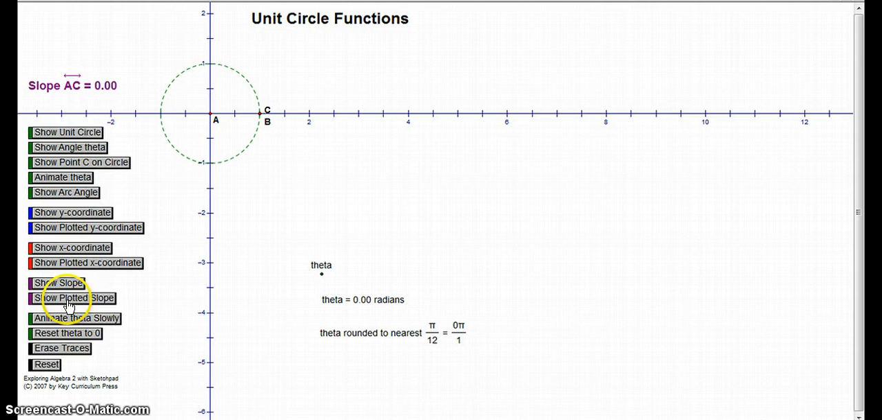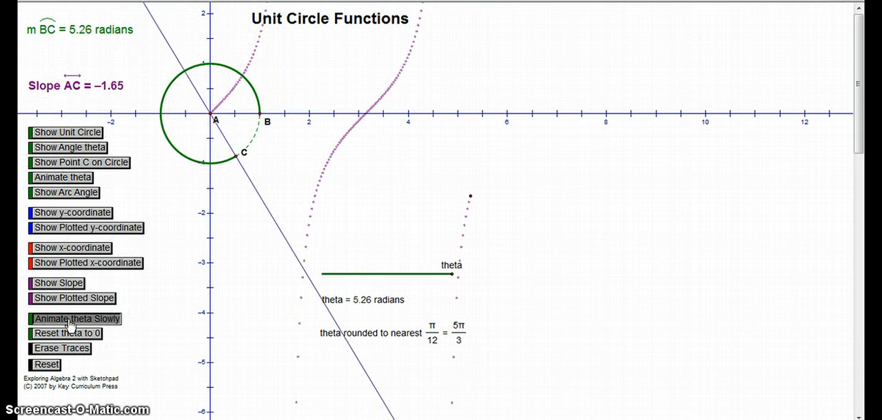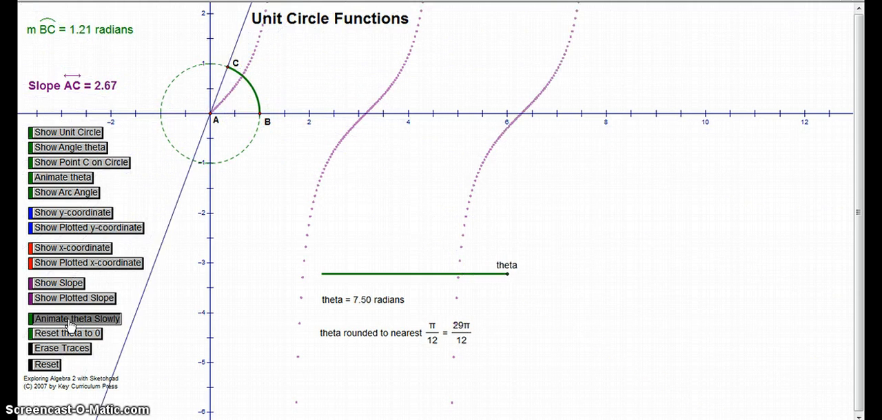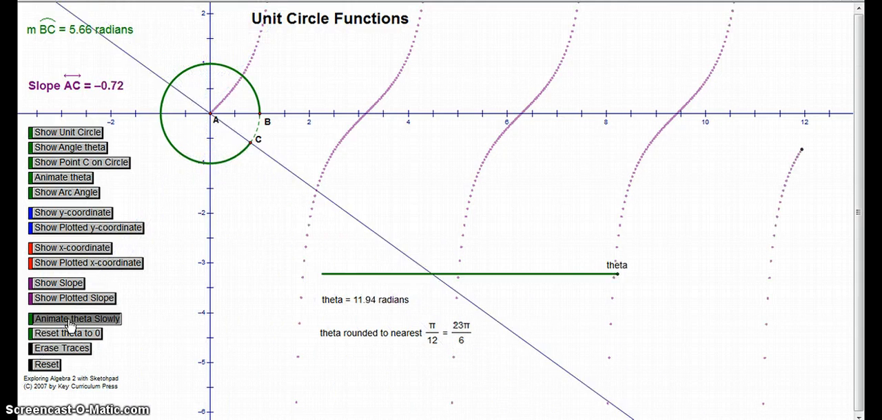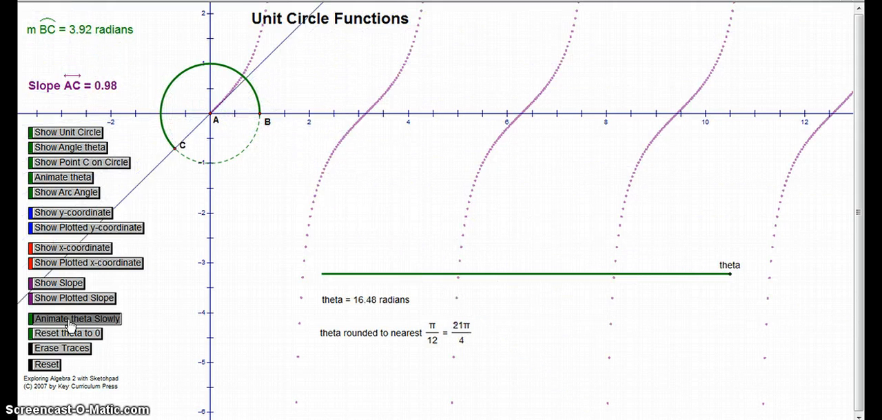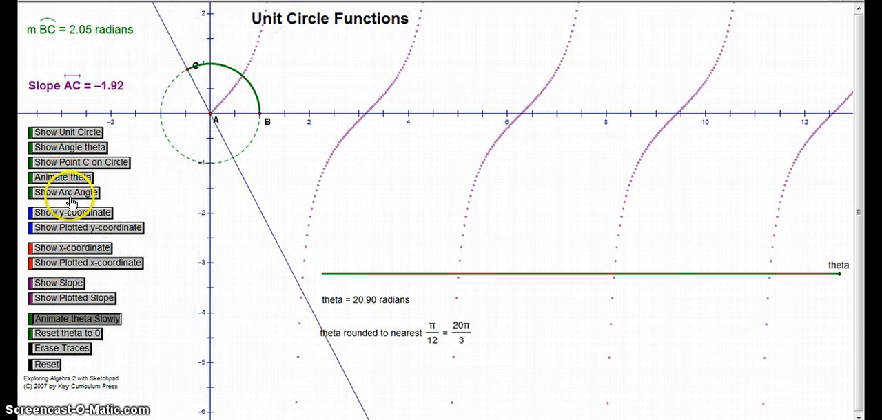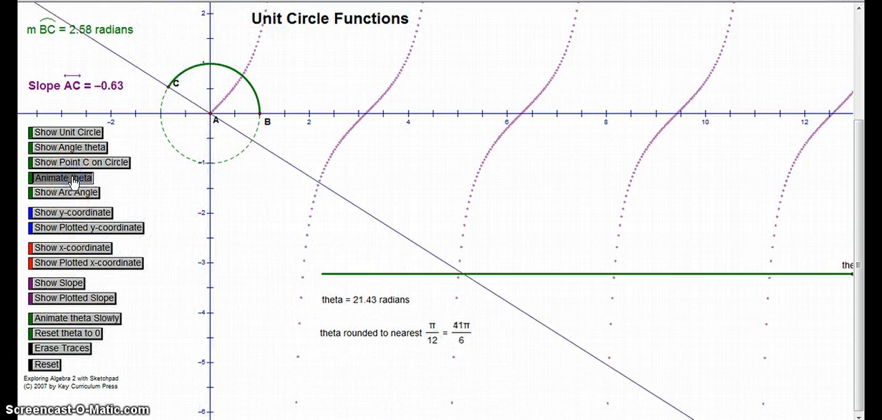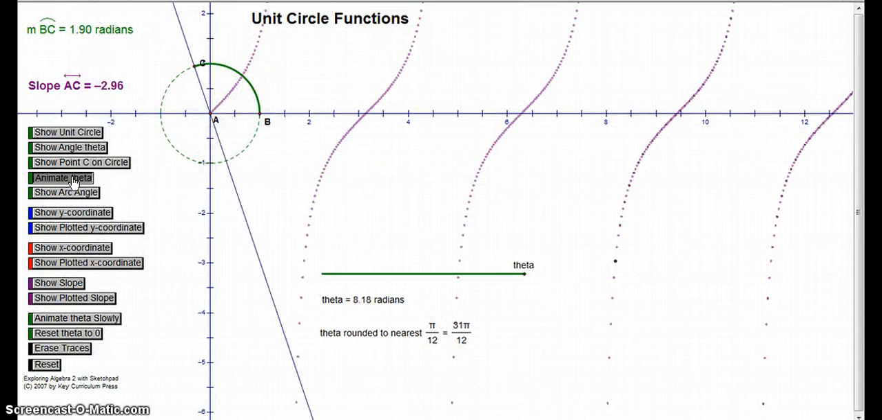So if we show the slope and we show the plotted slope as theta goes around the unit circle, then we can see what the tangent function is going to look like. And so these curves that we see developing look kind of like cubic functions. That is the tangent function. What it is not showing, because they're invisible, is that we're also going to have asymptotes separating each period of the tangent function. So if I speed this up a little bit more, we can see what happens in the negative direction as well.